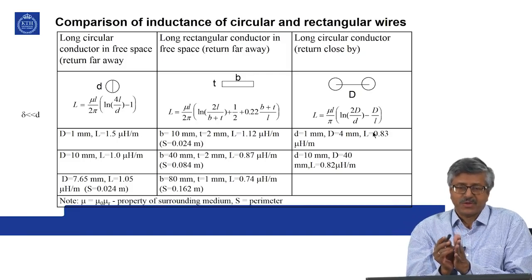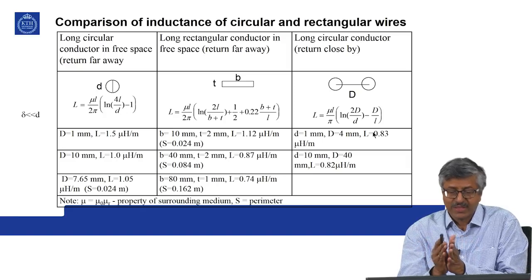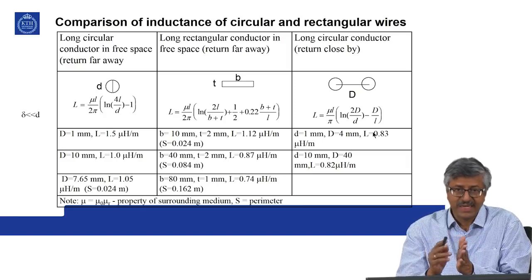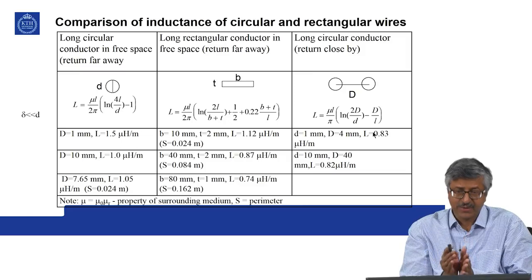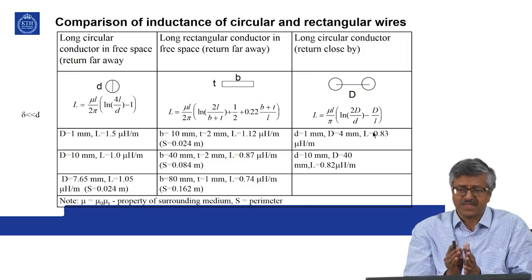It makes sense also, because when you bring the wires close together, the flux linking with that enclosed area is also small, because the area is small.